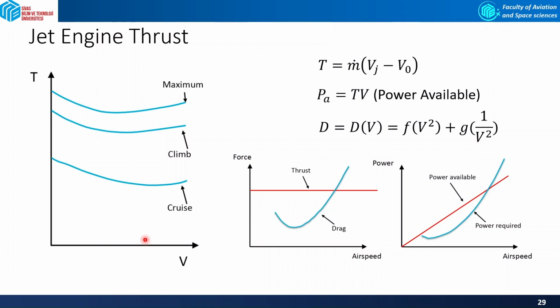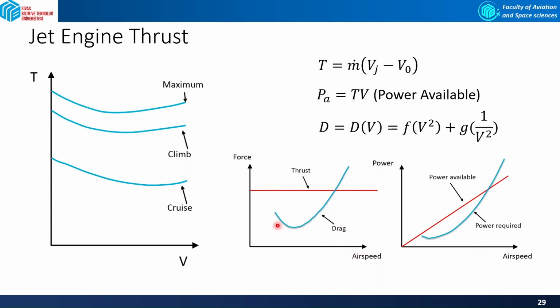And because of this specific behavior, for the current calculations, we can assume that the thrust is constant with airspeed. So you see that this thrust force, the red line, is actually a flat line, as it is not changing with the airspeed.